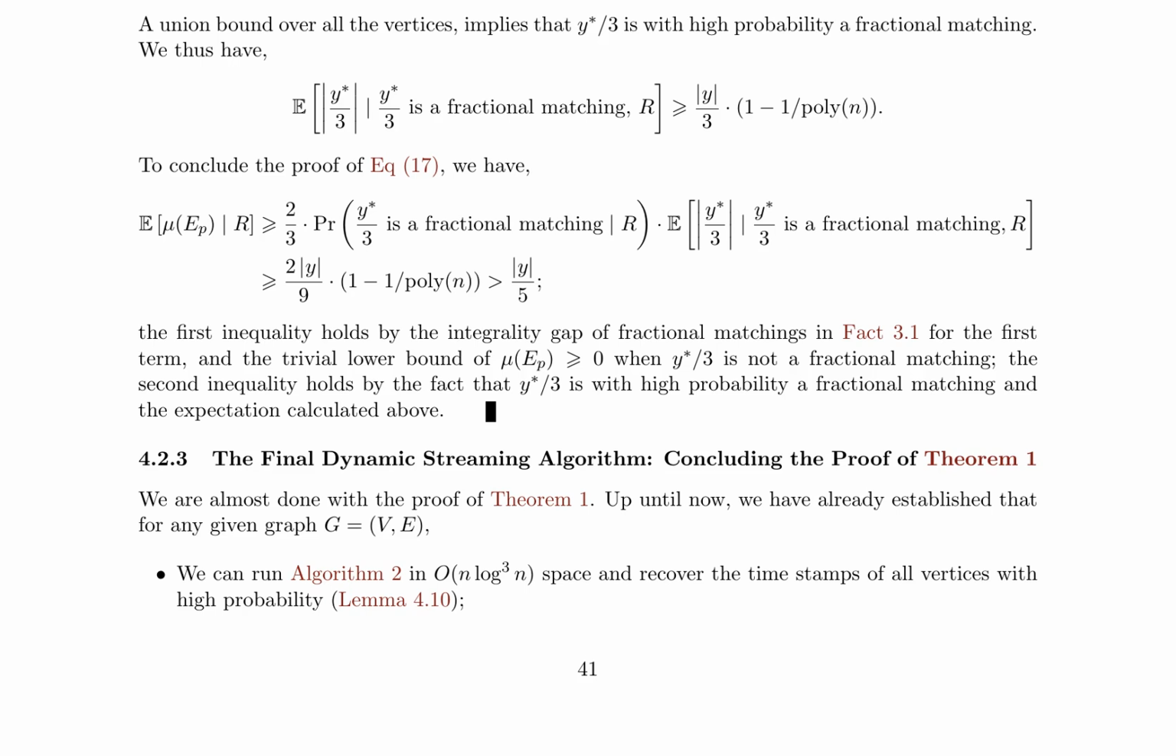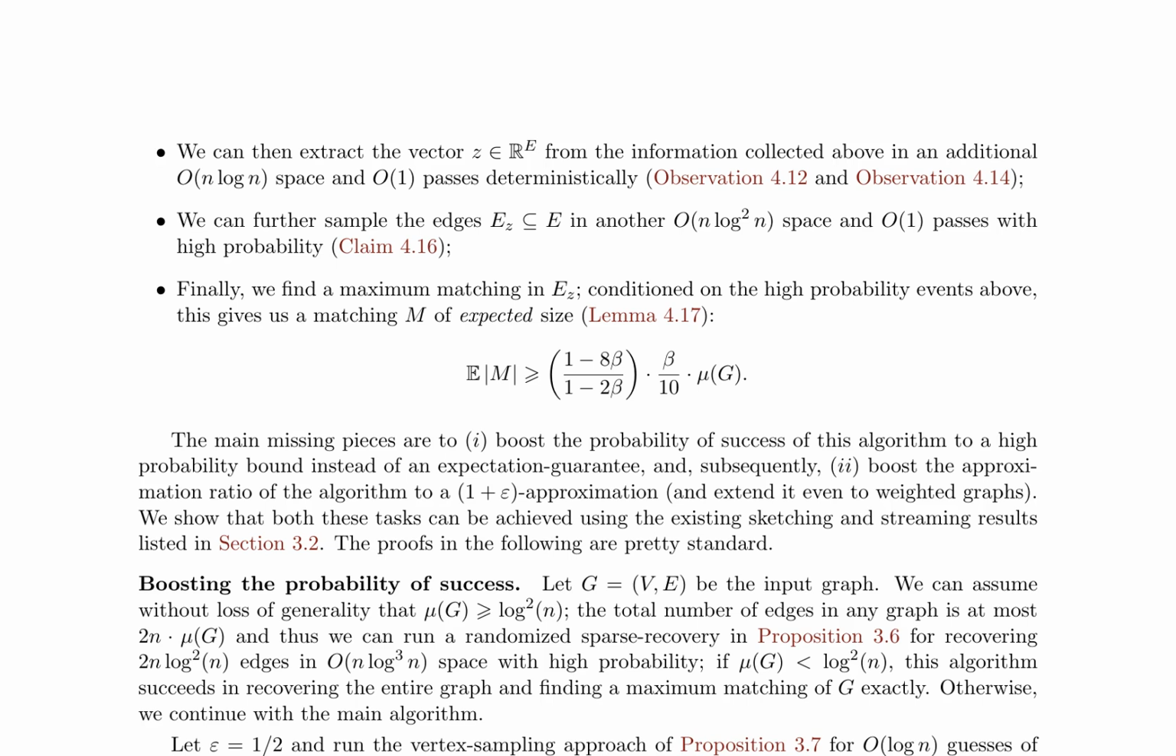Boosting the probability of success and approximation ratio for maximum matching algorithms. The maximum matching algorithm in a graph can be enhanced by boosting the probability of success and extending the approximation ratio to a 1 plus epsilon approximation. This is achieved through a vertex sampling approach, where O log n guesses of micro g are made as powers of 2 between log 2 n and n.